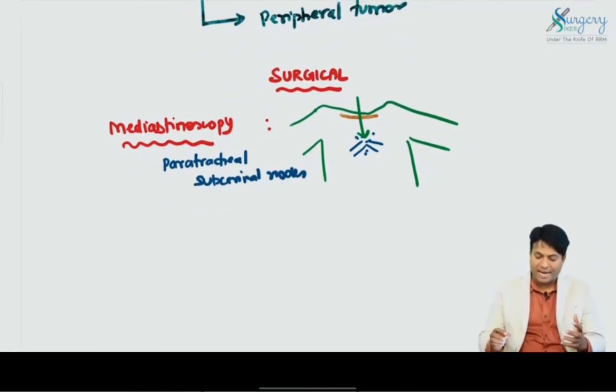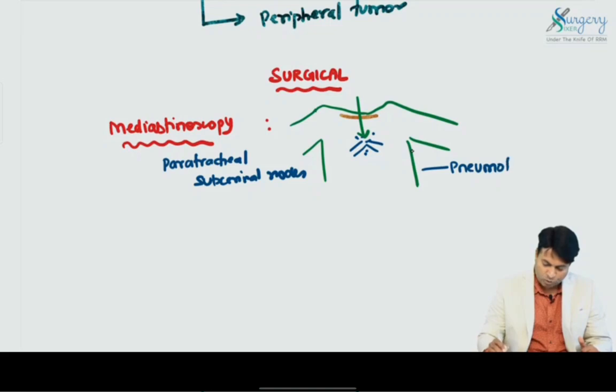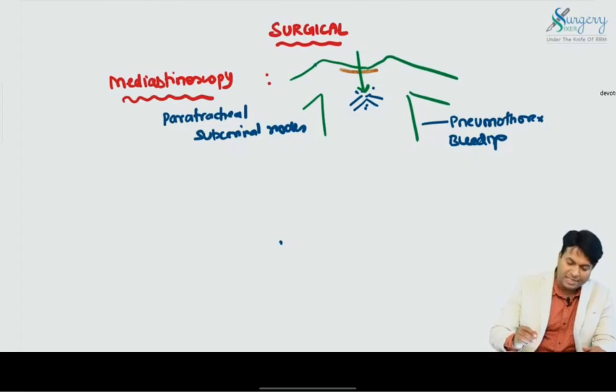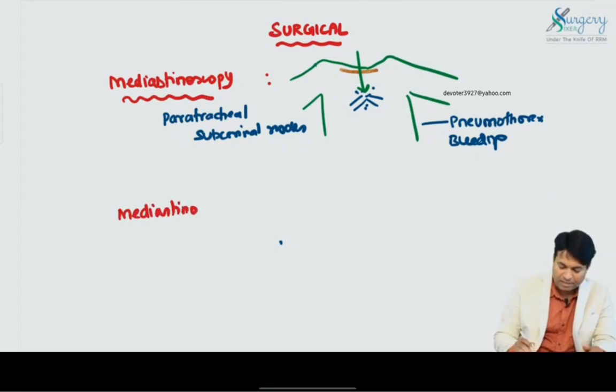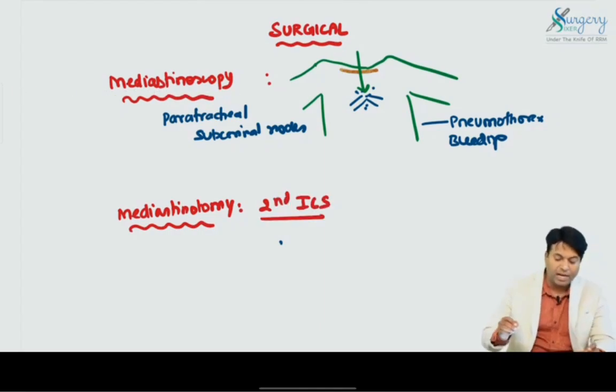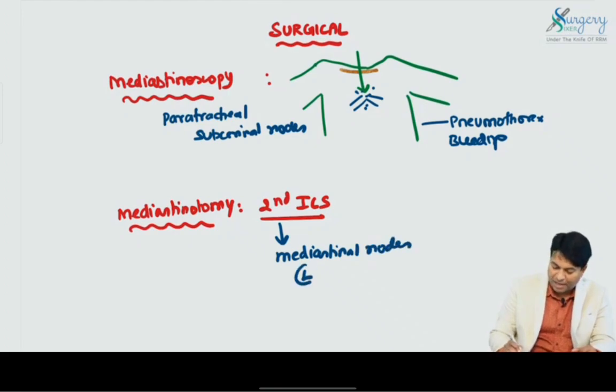It's a surgical procedure. Therefore, there are chances of pneumothorax and bleeding. Pneumothorax and bleeding can happen in this procedure. Please don't forget, this is mediastinoscopy. Mediastinotomy is by making an incision in the second intercostal space, and by this method, we can take mediastinal nodes. We can take a biopsy from the mediastinal nodes, especially the left para-aortic nodes, by mediastinotomy.